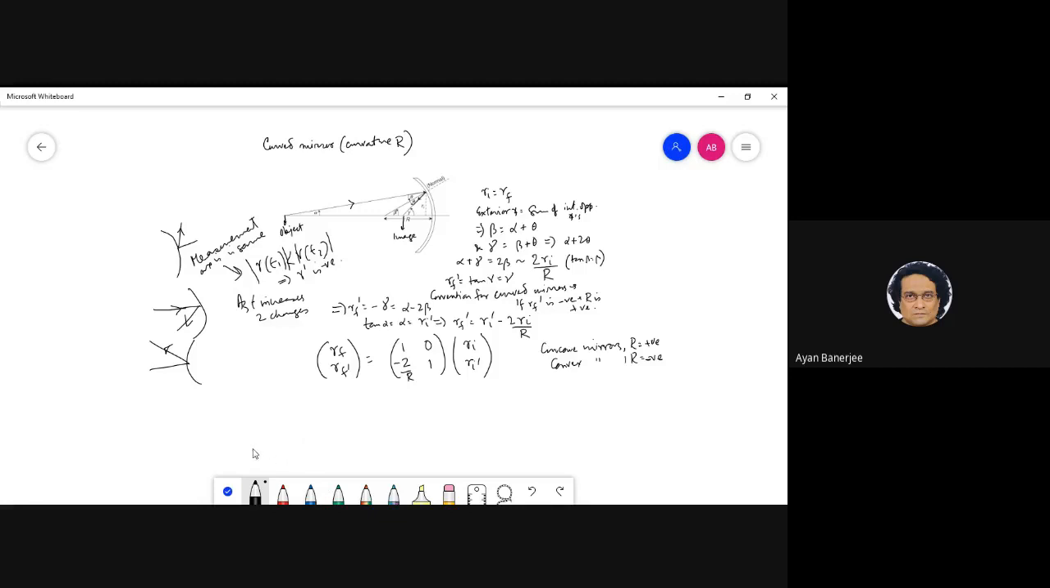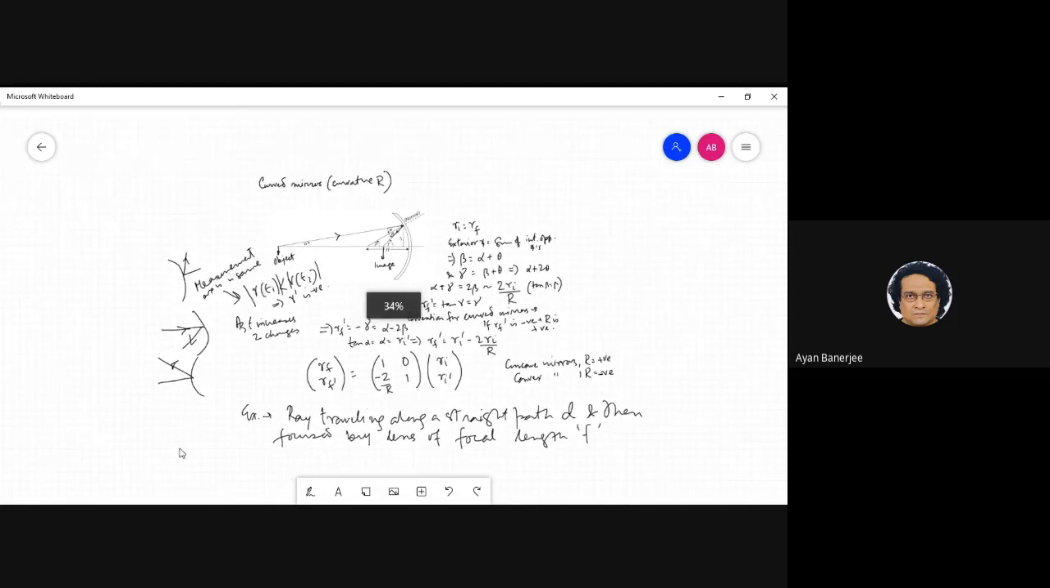However, what I want you to check is very important. Suppose you have multiple optical elements. Here is a little exercise: you have a ray traveling along a straight path D, and it is then focused by a lens of focal length f. What you have to verify is how you will take this.